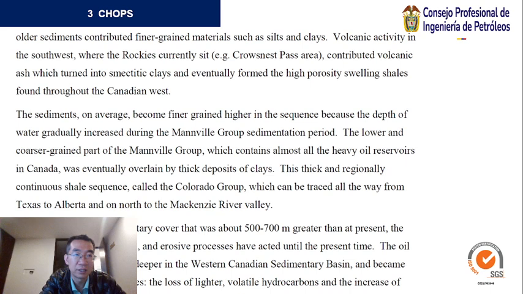The lower and coarser grained part of the Mannville group, which contains almost all the heavy oil reservoirs in Canada, was eventually overlain by a thick deposit of clays. This thick and regionally continuous shale sequence, called the Colorado group, can be traced all the way from Texas to Alberta, and on the north of the river valley.